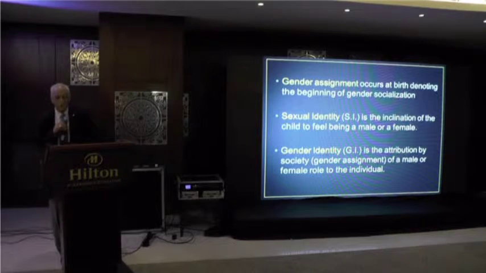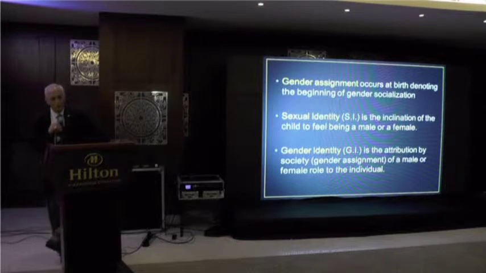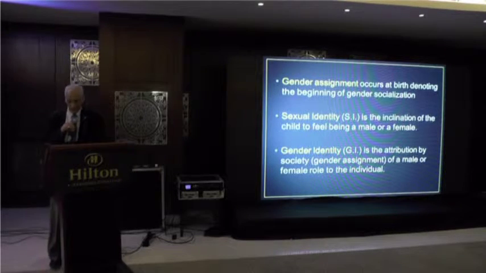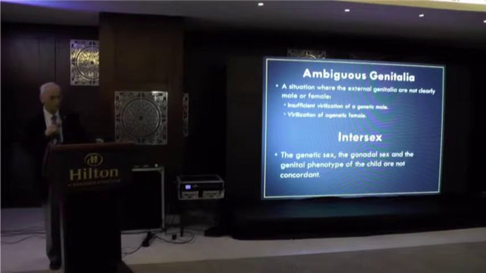Gender assignment occurs at birth, denoting the beginning of gender socialization. Sexual identity is the inclination of the child to feel being a male or a female. But gender identity is the attribution by society, that is gender assignment of a male or female role to the individual. So sex is quite different from gender.